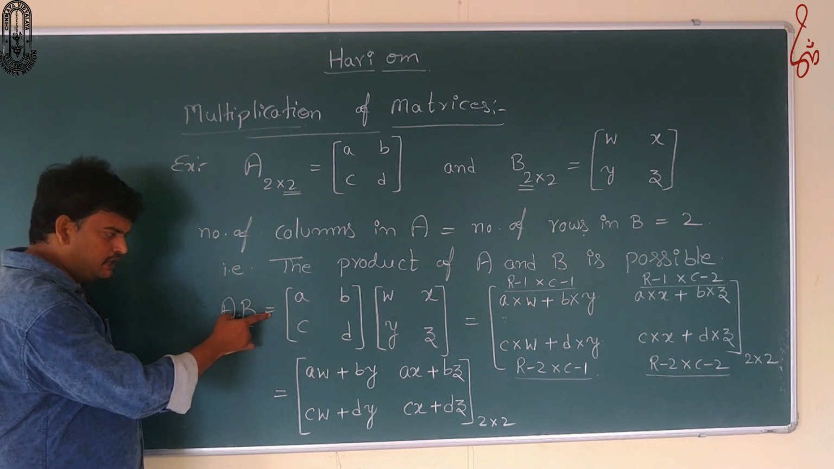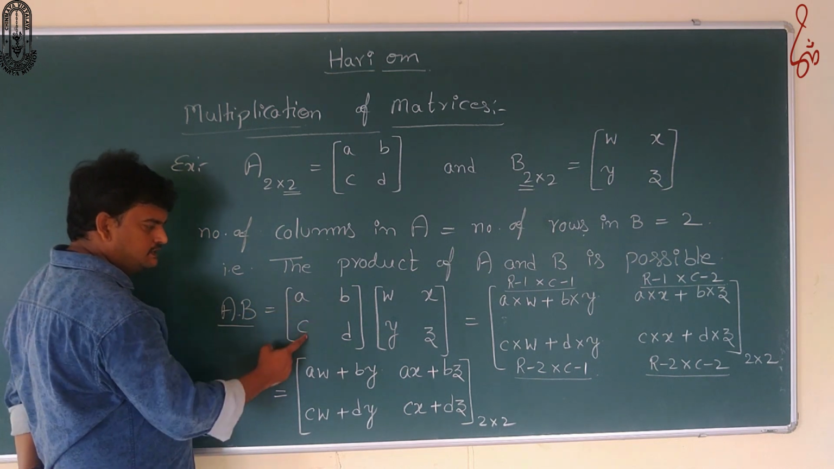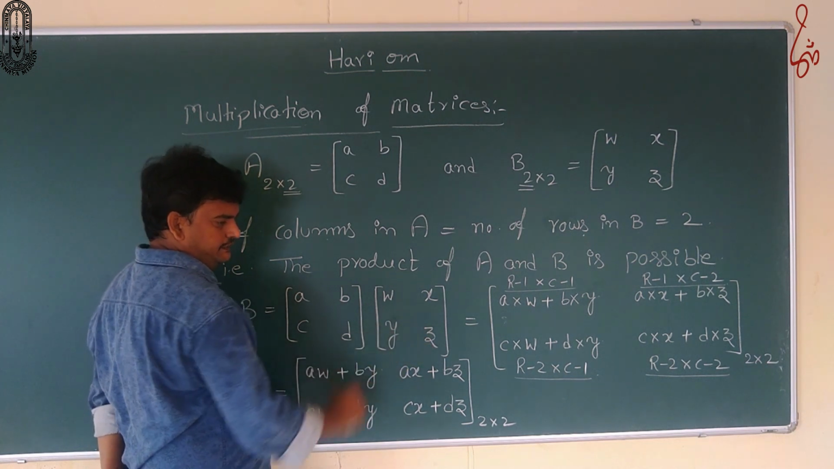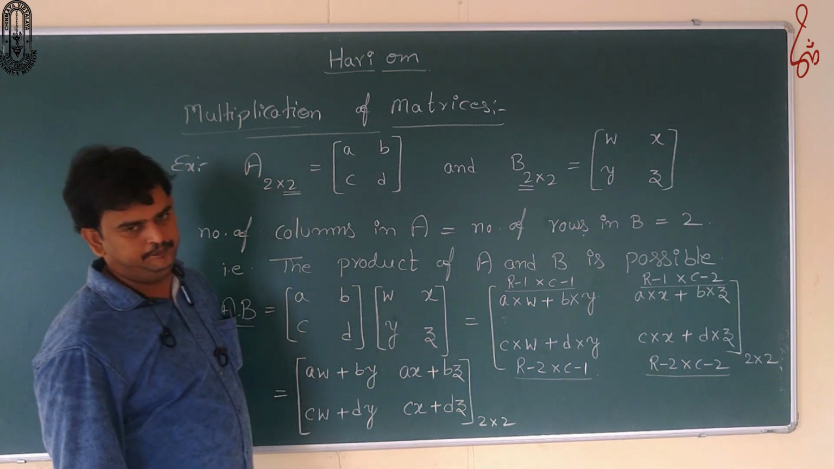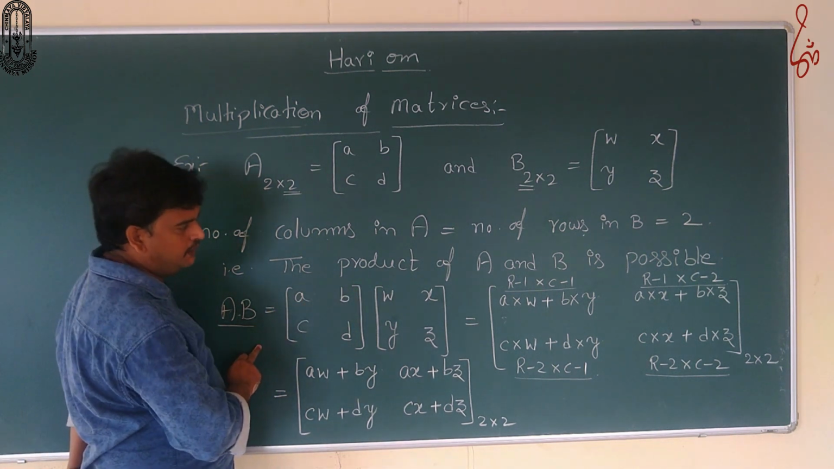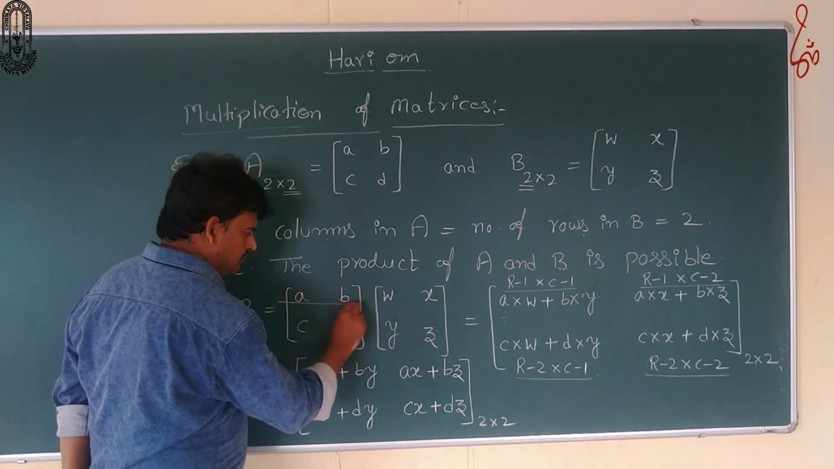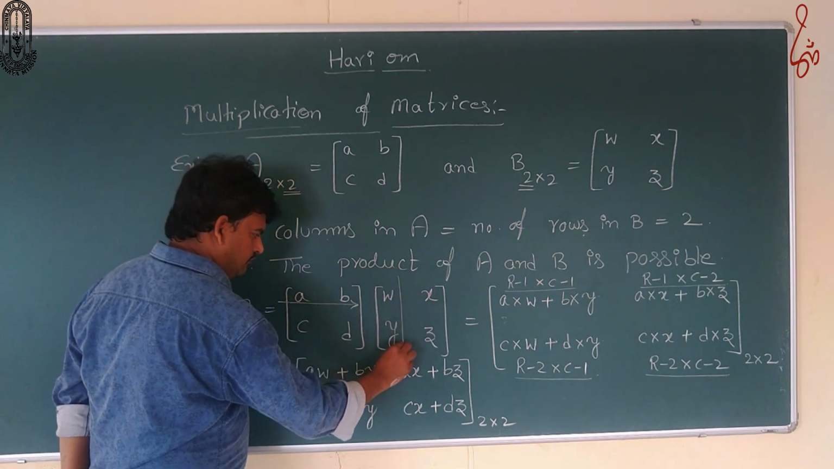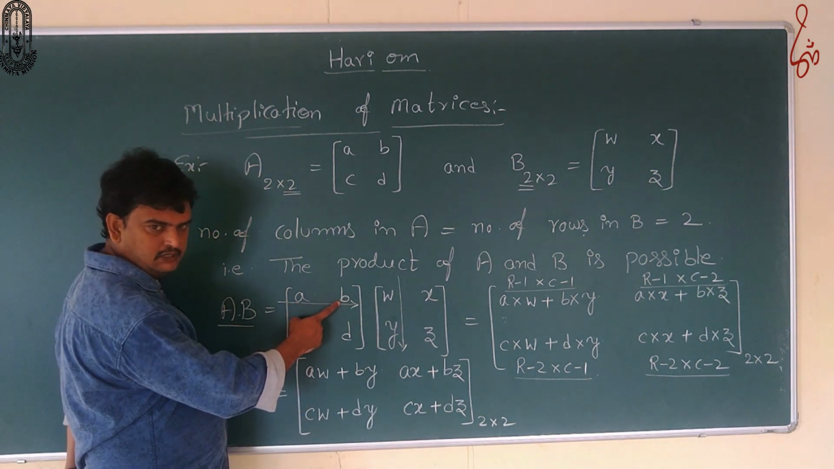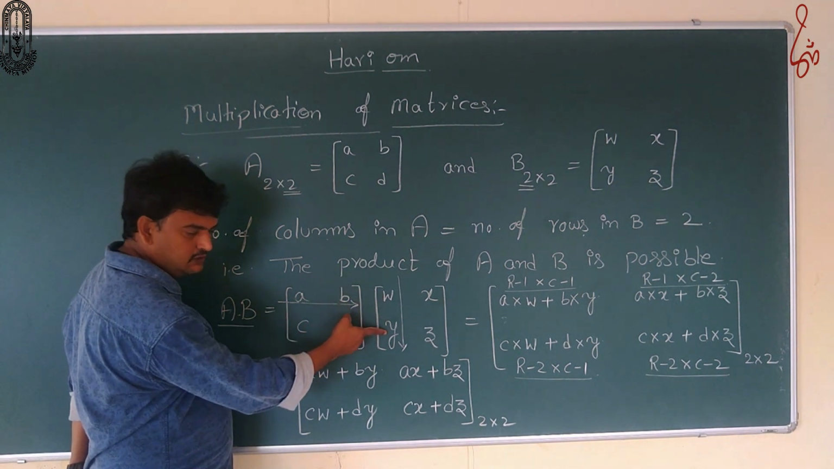A into B is equal to, we are taking the matrix A, B, C, D, and matrix B, W, X, Y, Z. Then how to multiply? The condition and the process to multiply the matrices is, first we have to multiply the first row with the first column elements. In the first row we have 2 elements. In the first column we have 2 elements. These 2 elements should multiply with these 2 elements.